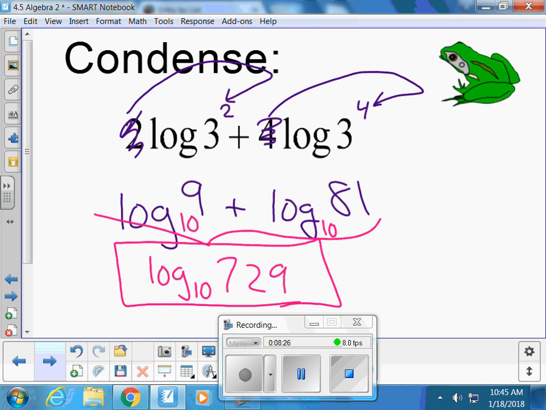Everybody ready? Okay. Oh, wait. Yesterday we learned if there is no base listed right there, it's a 10 automatically. It's called a common log. And so the button on your calculator, beside the 7, he's automatically a base 10.